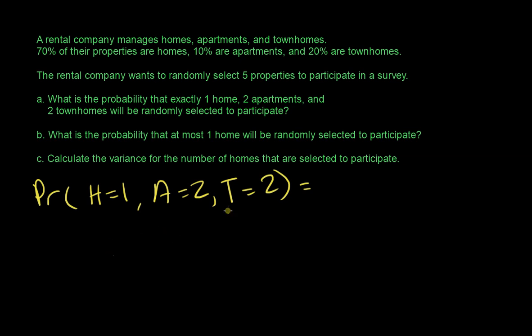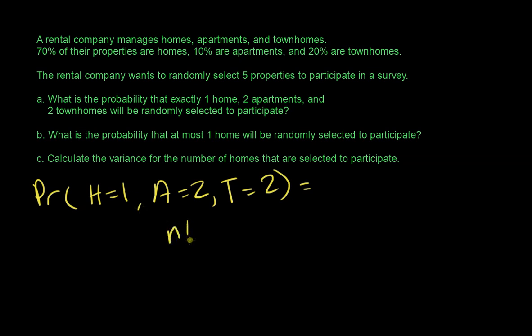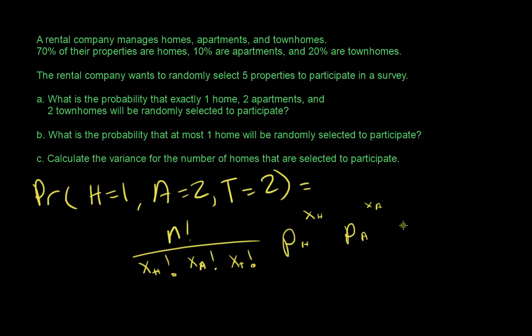What you'd want to do is you're going to use your multinomial probability distribution function. You're going to use this one, okay? So this is going to equal n factorial over x subscript h factorial, x subscript a factorial, x subscript t factorial, times p_h to the x_h, p_a to the x_a, and p_t to the x_t. Okay, so this is straight from the formula sheet, basically.